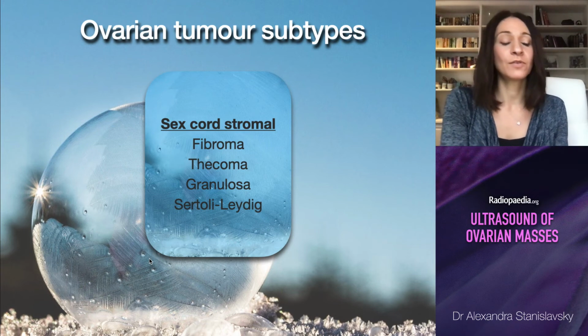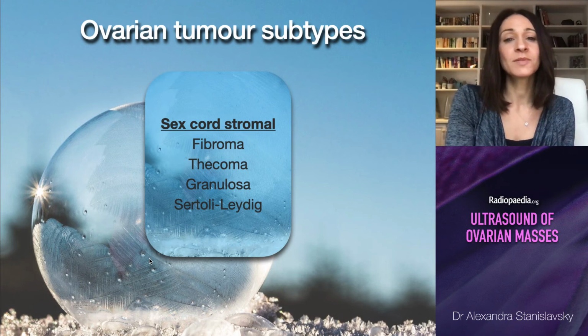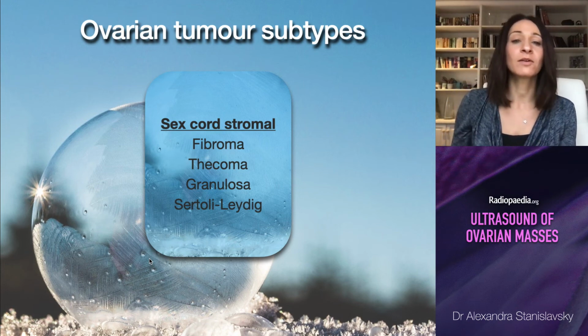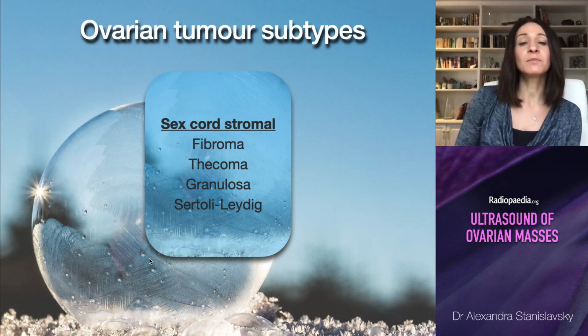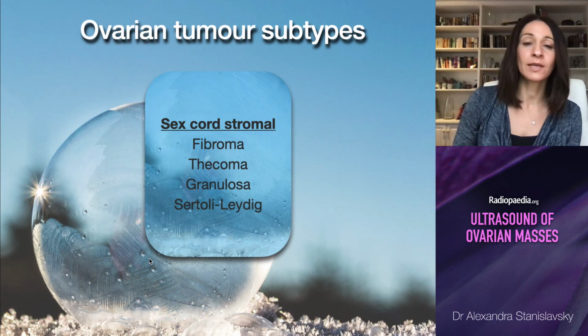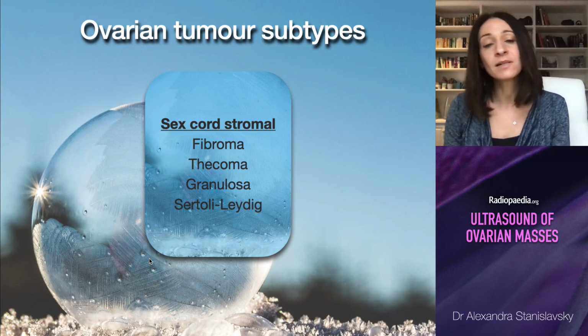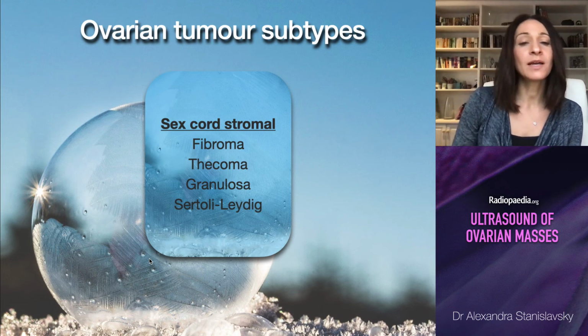Okay, and moving on from germ cell tumors to sex cord stromal tumors. So there are more types than these, but these are perhaps the main ones: fibroma, thecoma, granulosa, and Sertoli-Leydig. Fibromas are the most common, and pure fibromas are not hormonally active, but often you'll have combinations of fibrothecomas as well.